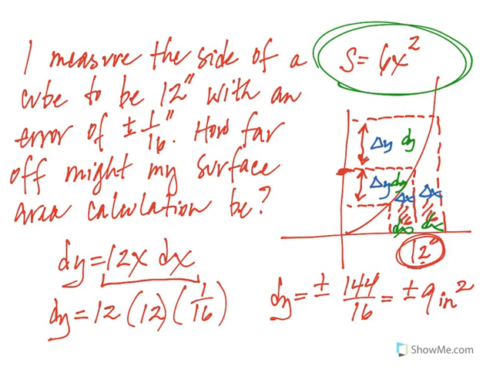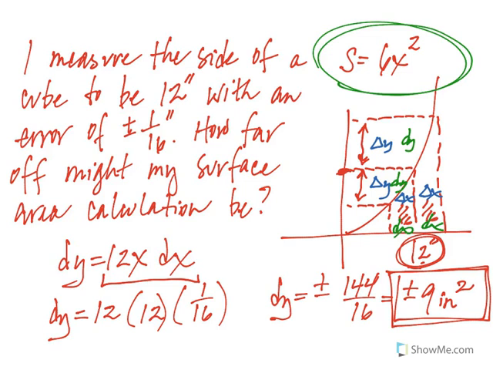And again, I could do this with a graphing calculator, right? I could just actually calculate the surface area based upon a 12 and 1/16 side, and then subtract out the surface area I get when I find a surface area using a length of 12. But that would be an exact answer. That's not what I'm looking for. This is the differential approximation that I need.